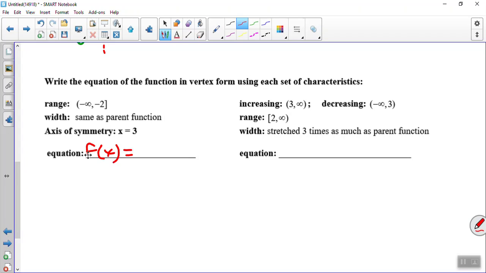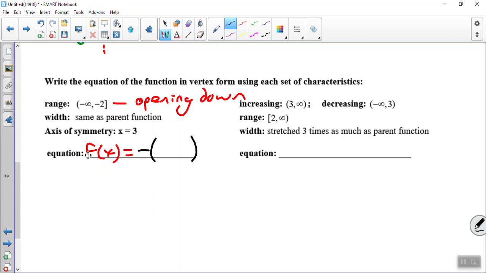So the range is -infinity to -2. All right, so remember, if we're starting at -infinity, it's coming from the bottom, which means this function is opening down. So if this function is opening down, we're going to have a negative sign out in front. Okay, now I'm telling you that the width is the same as the parent function. Okay, which means there's no other number in front of these parentheses. There's no compression, there's no stretch.